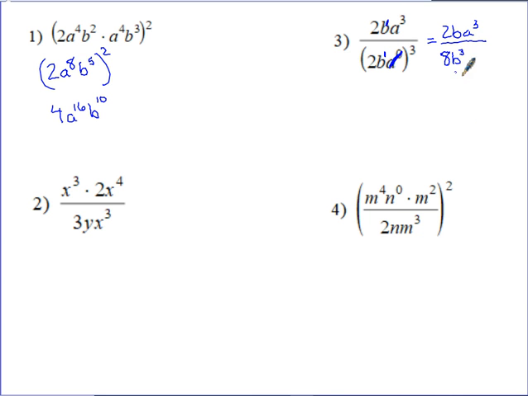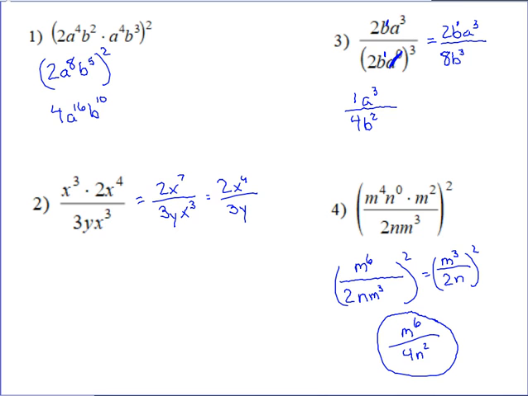And now I need to simplify this using my division rule. So 2 over 8 would simplify to 1 over 4, okay? This is a b to the 1 up here, so 3 minus 1 would be 2, so I have b squared on the bottom, and a to the 3rd on the top. All right, I want you to try number 2 and 4. All right, check those, and we'll go over things you don't understand in class.